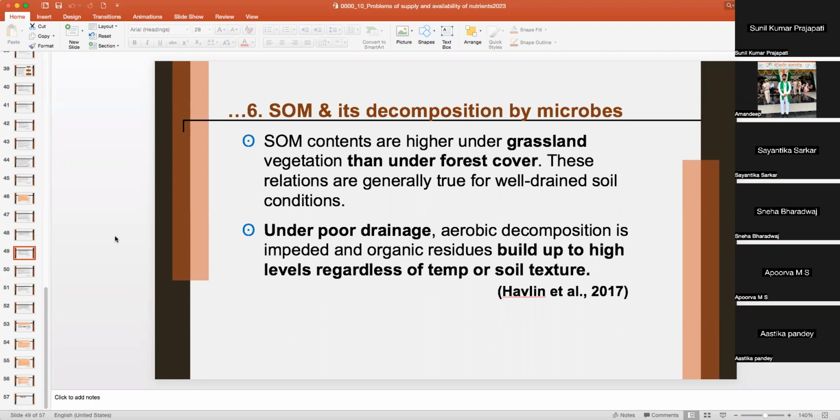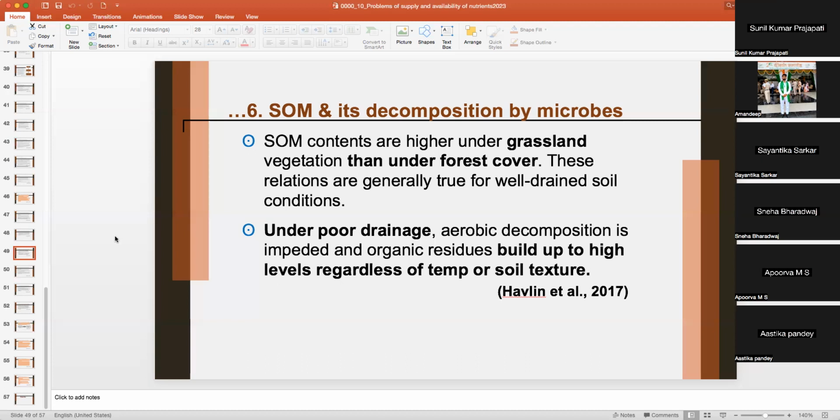Basically, grasslands are mostly found in temperate climates, and forest cover is of course there in temperate areas also, but it is also common in tropical areas. So maybe it has something to do with temperature. What Astika has said is very rightly said, that in forest areas the O horizon is rich in organic matter compared to grasslands. But overall, grassland soils have more organic matter than forest soil.